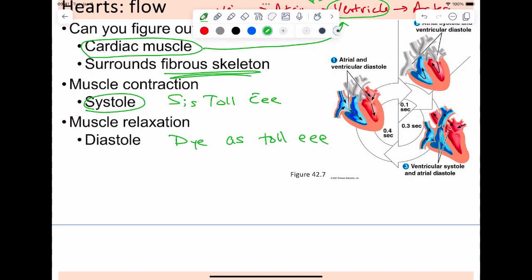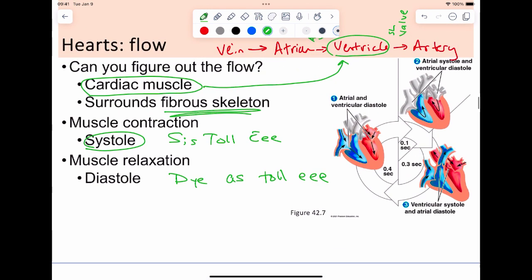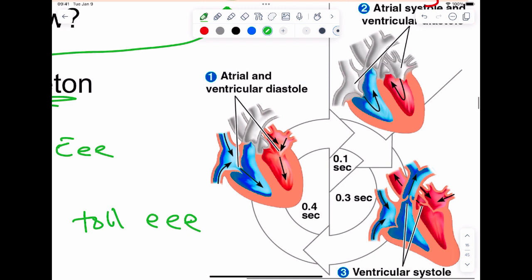So, cardiac muscle contracts, it squeezes. Systole. It stops. It relaxes. Diastole. The chamber pumps. Systole. The chamber relaxes. Diastole. It turns out we get a pattern between systoles and diastoles. What you'll have is when both sets of chambers are relaxed, we get open blood flow. And the blood will go from vein to atrium to ventricle.